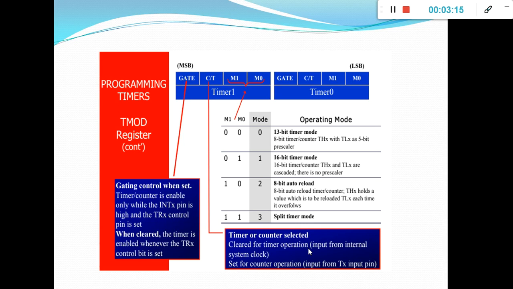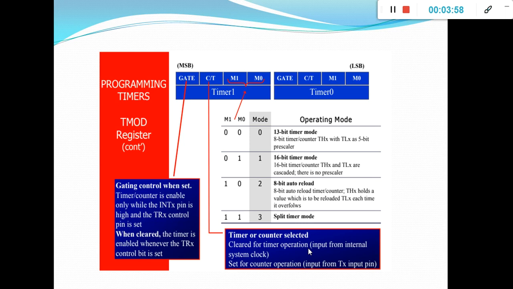The frequency for the timer is always 1/12 the frequency of the crystal attached to the 8051. If you take any frequency value for a timer, that frequency will be divided by 12, meaning it is 1/12 of the crystal attached to the 8051. Then you get a new frequency, and for that new frequency, if you do 1 by f, that is 1 by the new frequency, you get the time delay of that particular value. So that is C bar T, where you can give input from the internal system clock.